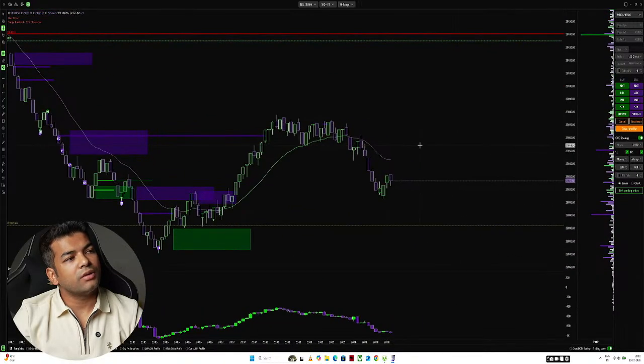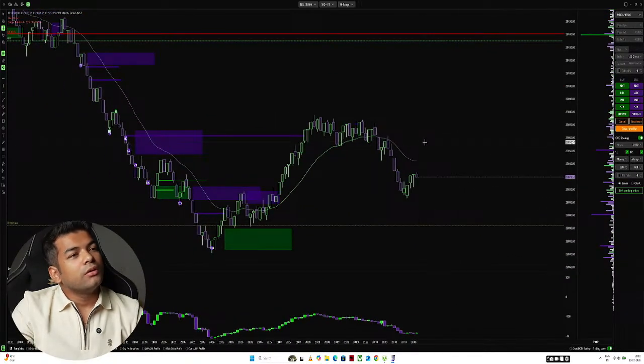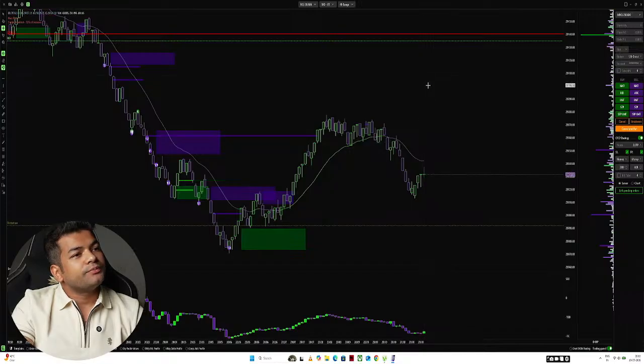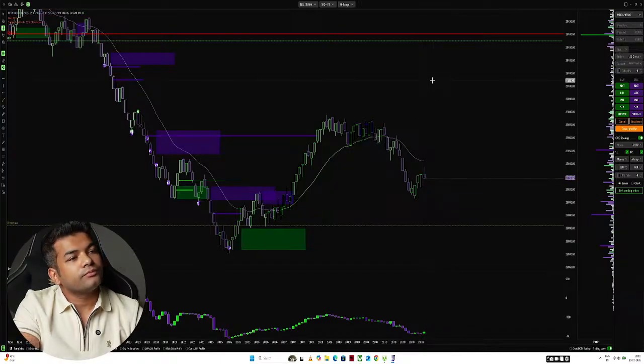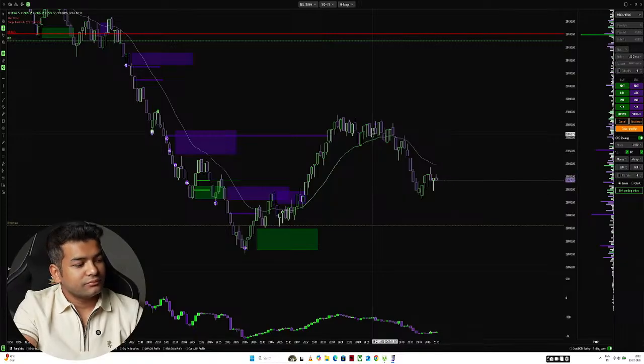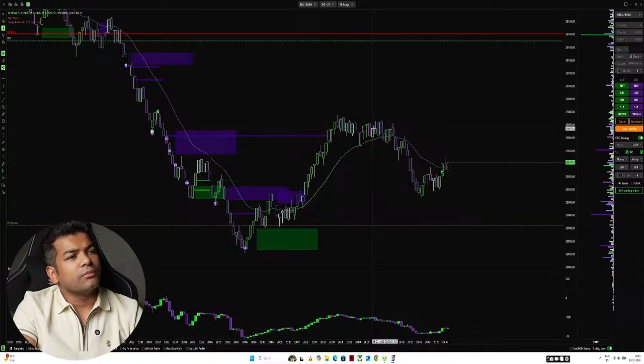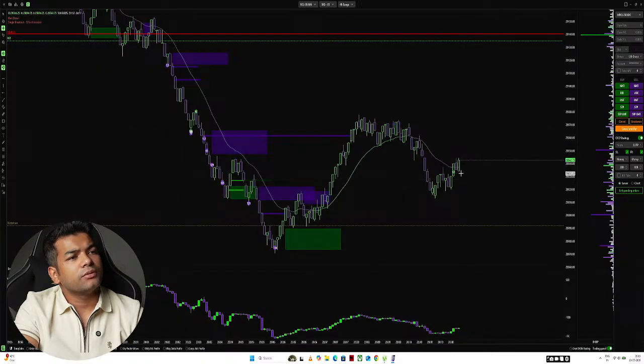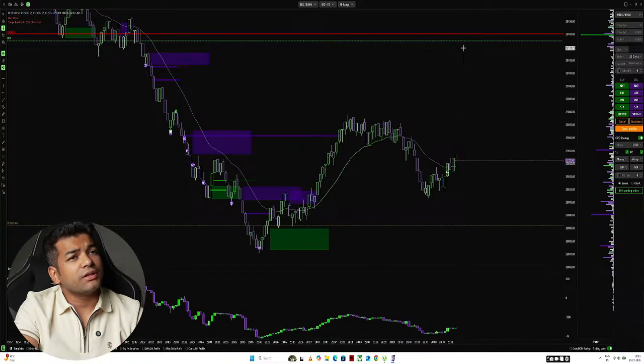I think the market does not want to go towards our entry zone. And it's breaking down from here itself. Okay, buyers are pushing the price up. So let's see if we can reach this retest area of 29,140.